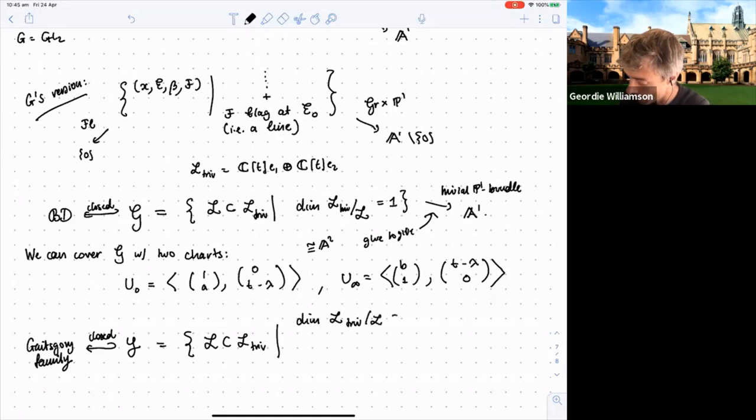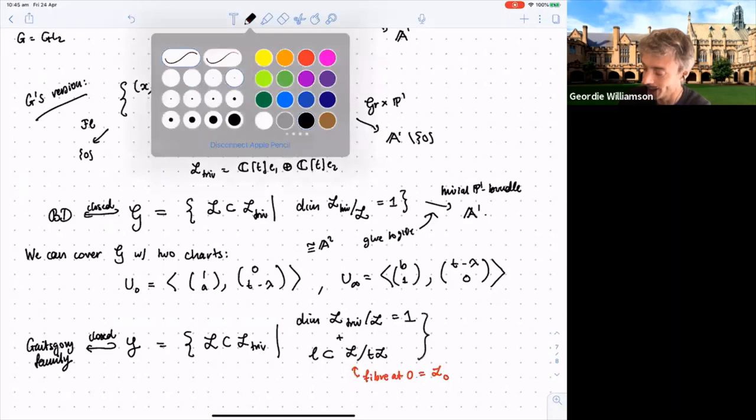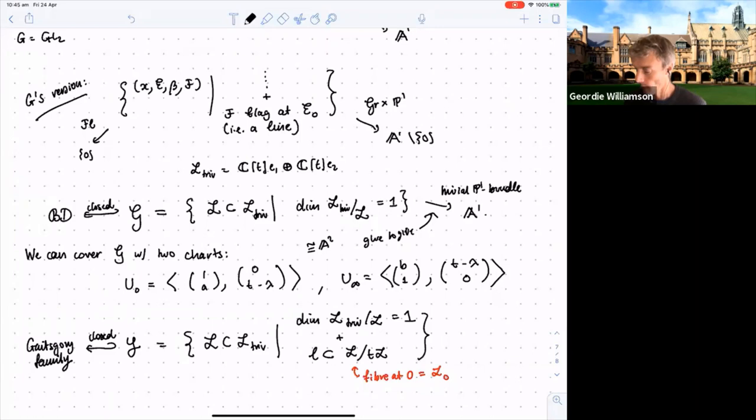Plus, I want a flag at zero. So I want a line little L inside L modulo TL. And that's nothing but the fiber at zero, which I could also denote L zero. So that's why I wanted to avoid L zero before. Okay, so we can write down two charts for this, but I'll do that in a second.